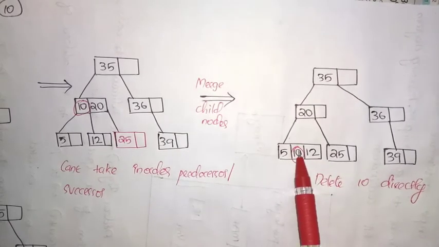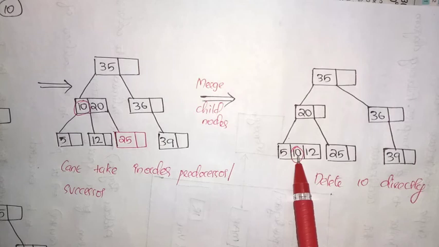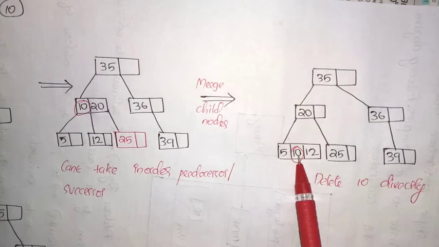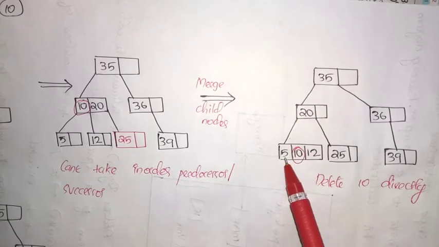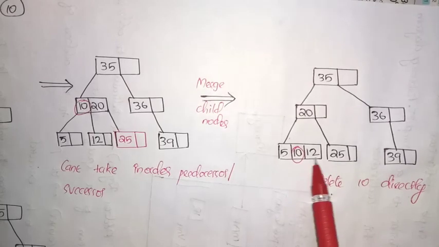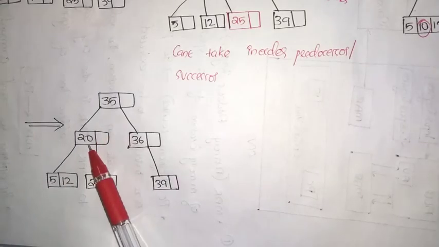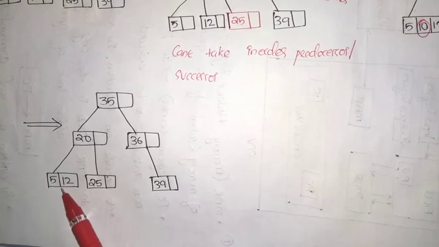Now we can delete this 10 directly, right? That is, now our case becomes case 1, that is deletion of a leaf node. If we have to delete a leaf node and if it does not violate the minimum key condition in a node, we can directly delete the node, right? So here I directly deleted this particular node 10 because it does not violate the minimum key condition. Still have 2 more keys left in this particular node. So the output will be like this after the deletion of the node 10.